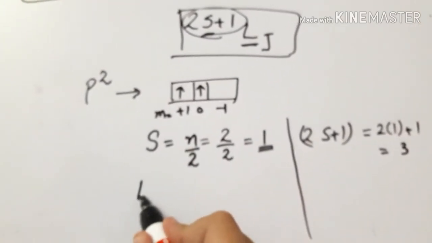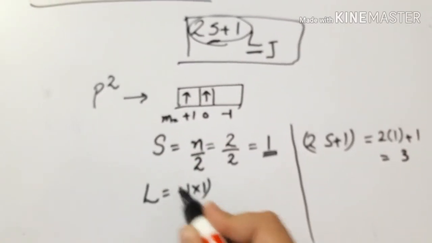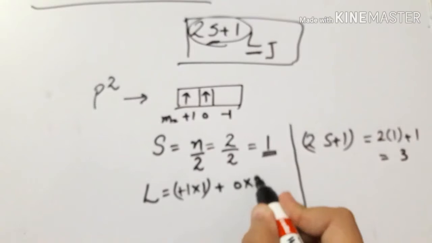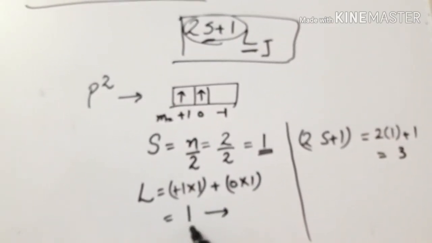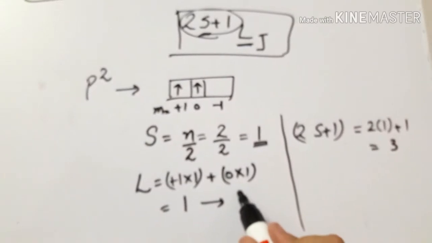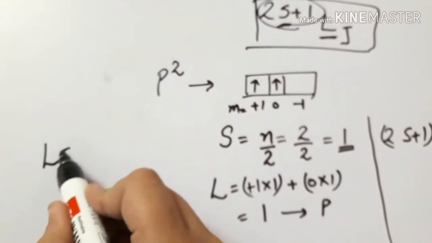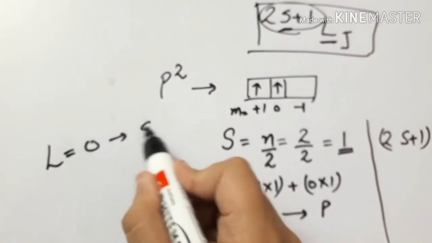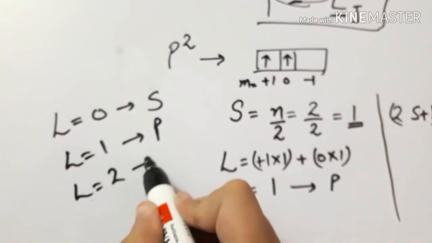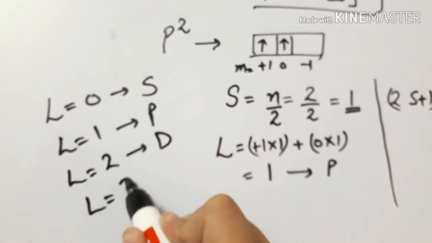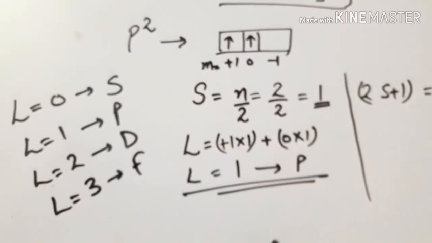Alright, for finding L, we have to add plus 1 multiplied by 1 plus 0 multiplied by 1. This is 1. So L equals 1 corresponds to P. So we know that L equals 0 for S, L equals 1 for P, L equals 2 for D and 3 for F. So L equals 1 corresponds to P.